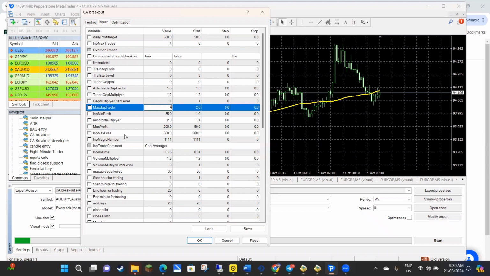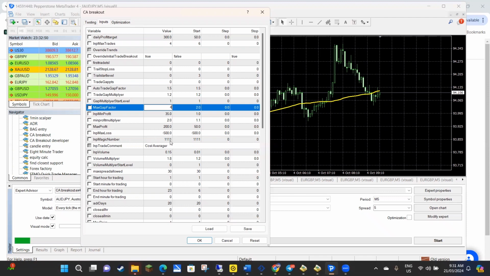We have a max loss setting, and it's important to put the minus sign in here. So minus $500 in this case. If all the trades opened on this particular pair got into $500 of drawdown, it's going to close them all out and you would take a $500 loss. So that's essentially an equity protection feature.